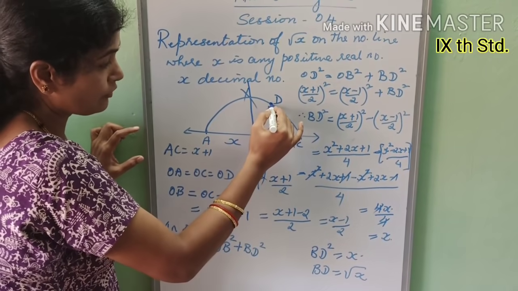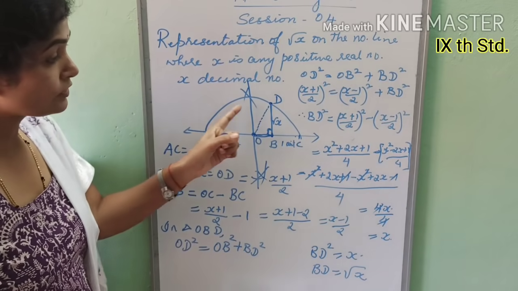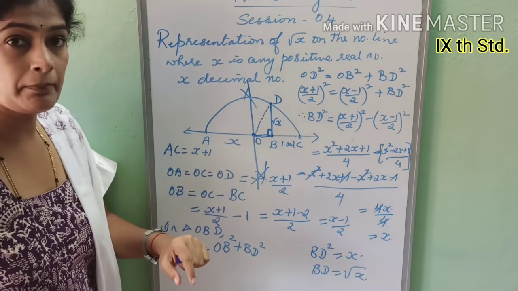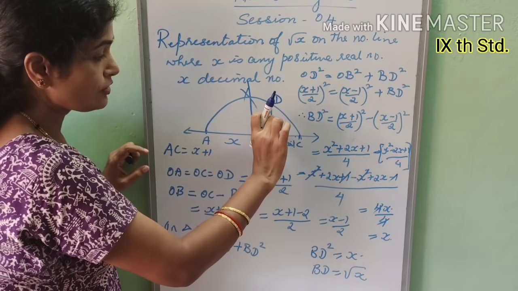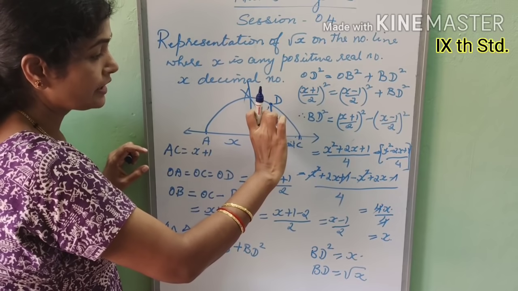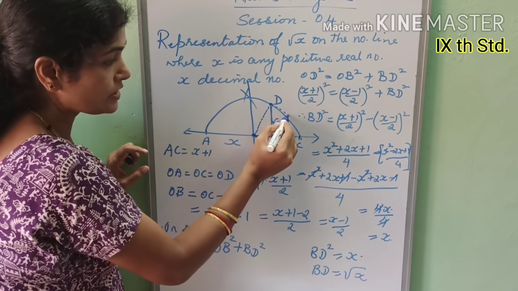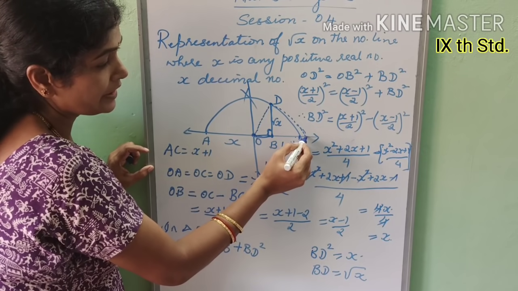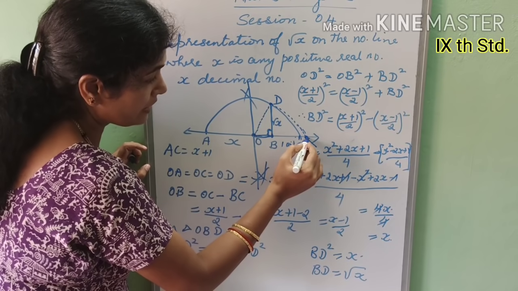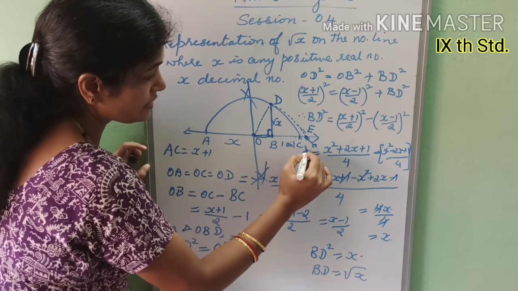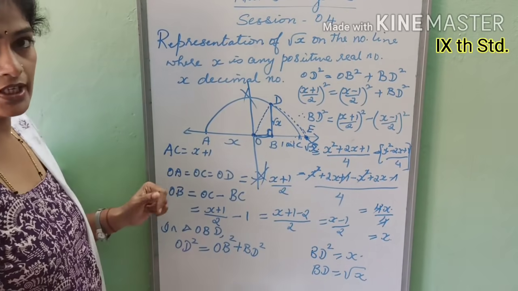Come back to this figure which you have drawn. This BD represents root x now. Now that root x has to be put on the number line, right? So we will take the compass. The radius of the compass will be BD. Keep the pointer of the compass at B and draw an arc such that it will intersect the number line. This point, say I will mark it as E. This point is nothing but root x. This point E gives you root x on the number line.